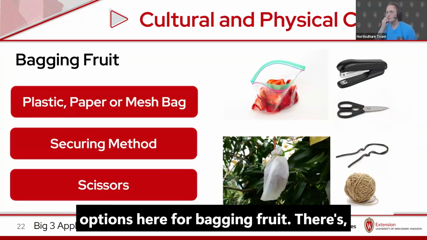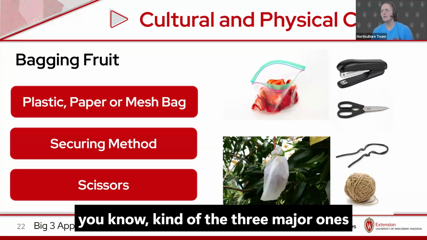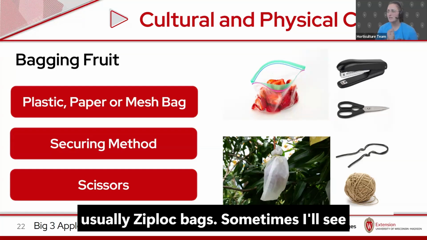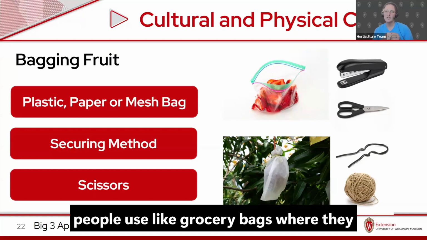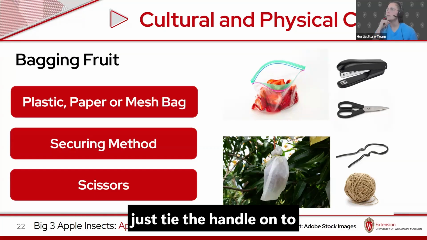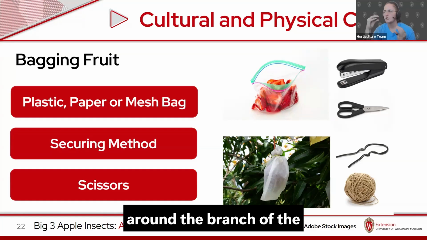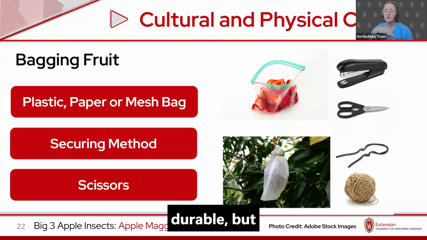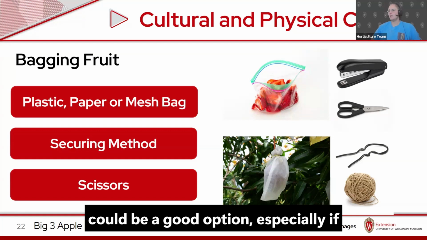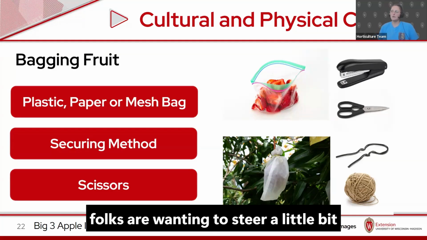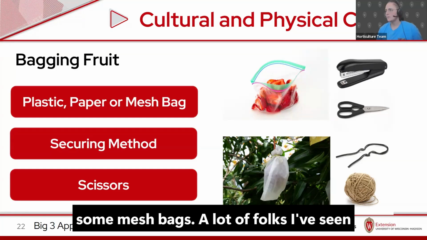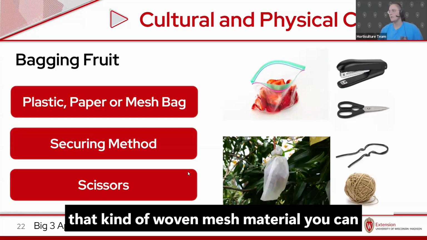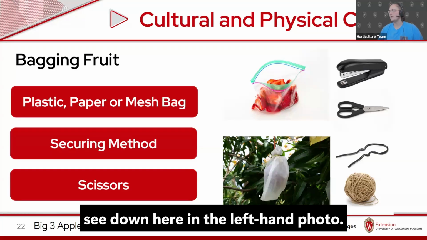So, some options here for bagging fruit. The three major ones I've seen are using plastic bags, usually Ziploc bags. Sometimes I'll see people use grocery bags where they just tie the handle around the branch of the tree to protect the fruit. There's also paper bags. Those are a little bit less durable, but could be a good option, especially if folks want to steer a little bit away from plastic. And then there's also mesh bags. A lot of folks I've seen use frost protection bags. They have that woven mesh material you can see down here in the left-hand photo.